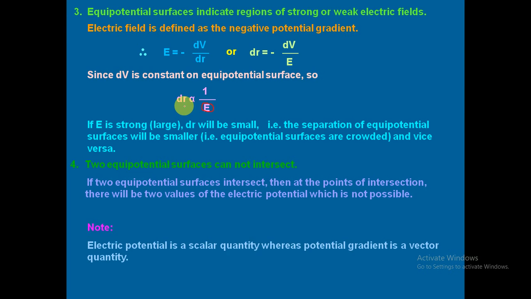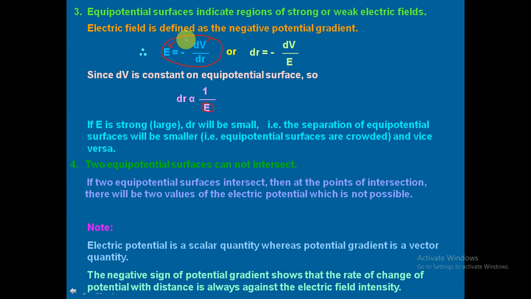Here, some note is that electric potential is a scalar quantity, whereas potential gradient is a vector quantity. We know that potential is the work done in bringing the unit charge from infinity to a particular point. But potential gradient is equal to the electric field, and we know that electric field is a vector quantity. So potential gradient is a vector quantity. Electric potential at a point is a scalar quantity.